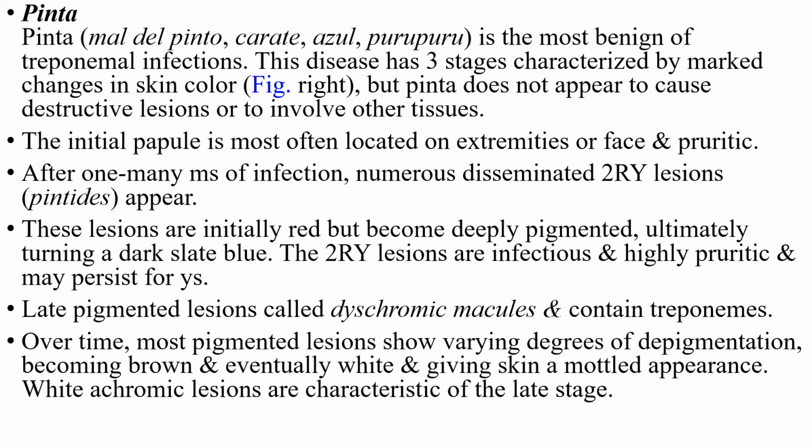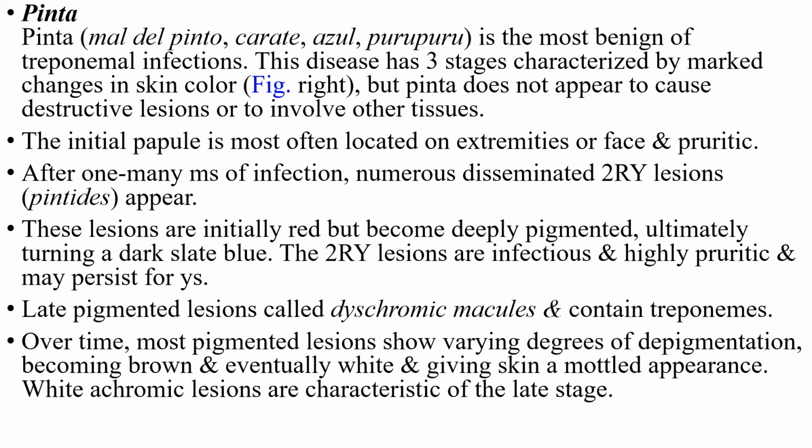Pinta, mal del pinto, carate, azul, purupuru, is the most benign of the Treponema infections. This disease has 3 stages characterized by marked change in skin color. The figures will come. But Pinta does not appear to cause destructive lesions or involve other tissues. The initial papule is most often located on the extremities or face and is pruritic. After many months of infection, numerous disseminated secondary lesions, pintids, appear. These lesions are initially red but become deeply pigmented, ultimately turning a dark slate blue. The secondary lesions are infectious and highly pruritic and may persist for years.